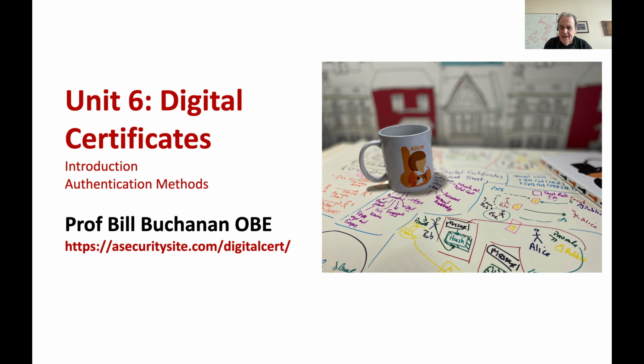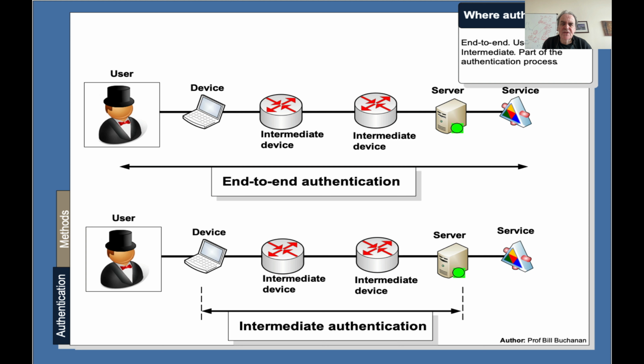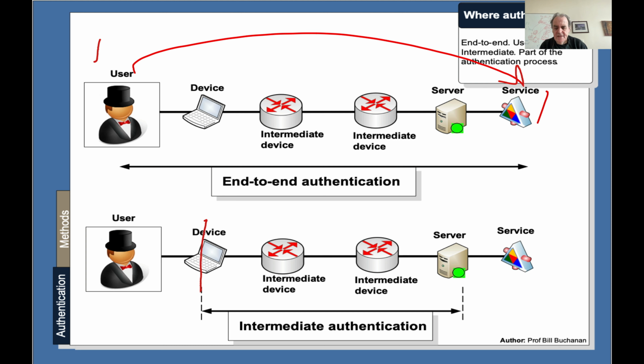Okay, so let's look at some authentication first before we go on to look at digital signatures. Overall, we authenticate lots of different things on the network to make sure they're trustworthy: users, data, devices, systems, and so on. For this, we either have end-to-end authentication, where we authenticate the user, Bob, to the service, or we can have intermediate authentication, where we authenticate a device to a server.